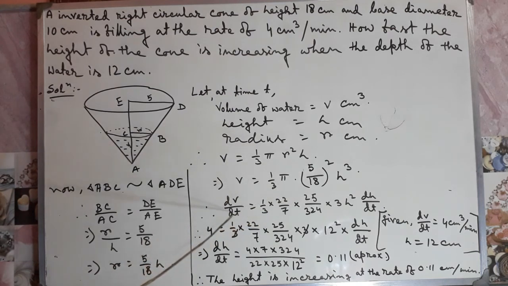Now differentiating both sides, we will get this. Now what is given? The given value of dV/dt is 4 cubic centimeters per minute and we have to find dh/dt when the depth of the water is 12 centimeters, that is h is equal to 12. Then by calculating we will get dh/dt is equal to 0.11, that is the height of the water is increasing at the rate of 0.11 centimeters per minute.